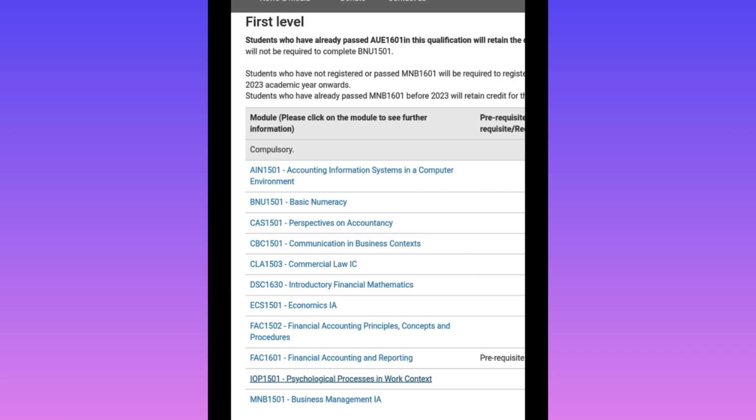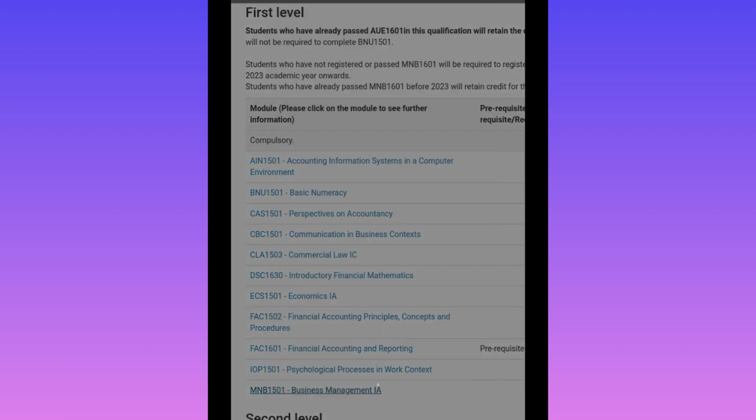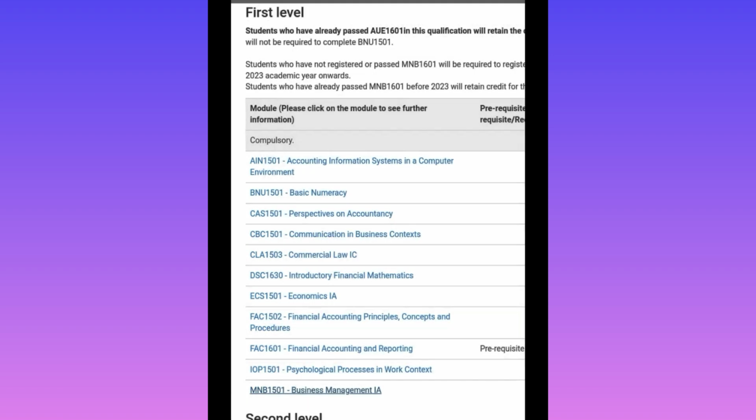Then the last one, business management. This module, guys, has a lot of notes. So my advice is you have to start studying earlier. To those who did business management in high school, you are not going to have a problem with this one, because it's an introduction to business management. But it requires a lot.